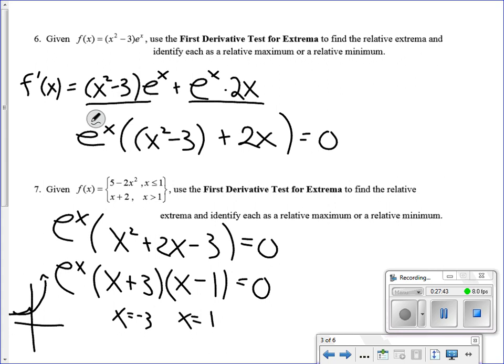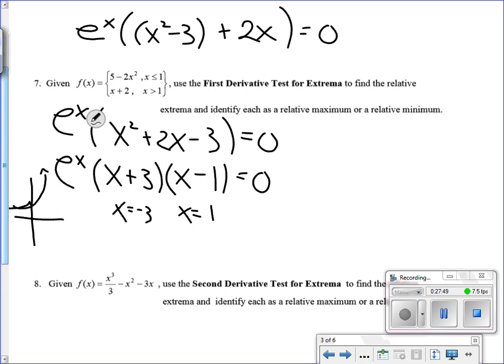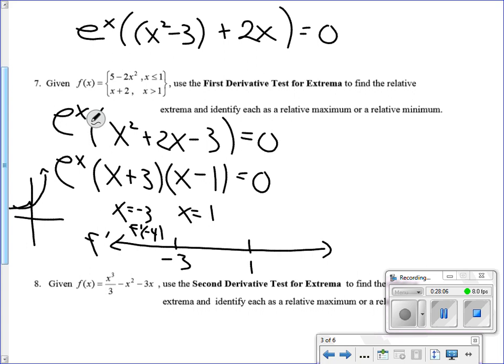So I'm going to make a sign chart for my first derivative. And I'm still answering question 6. When I make my sign chart, I mark off my sign chart at negative 3 and 1. Now I take test values. I'll take negative 4. If I plug negative 4 into the derivative, e to the x is always positive, so we don't actually have to worry about that factor. Negative 4 plus 3 would be negative. Negative 4 minus 1 is also negative, so the product would be positive.